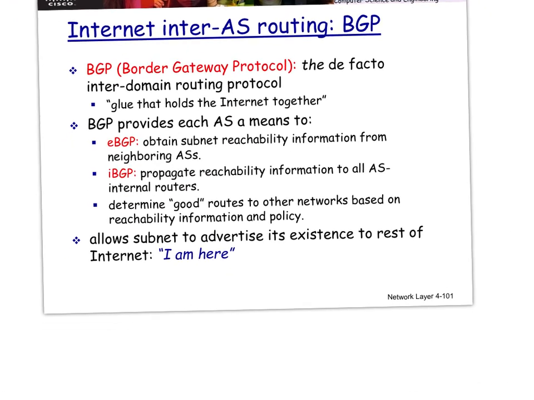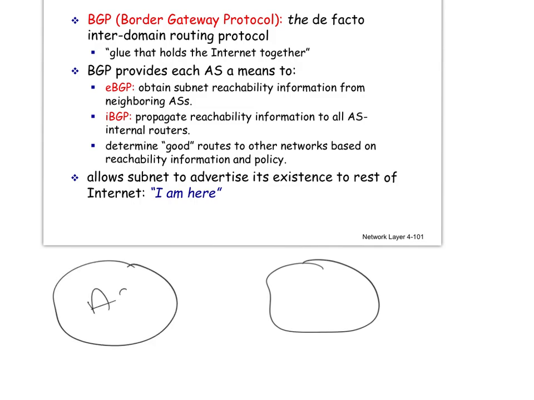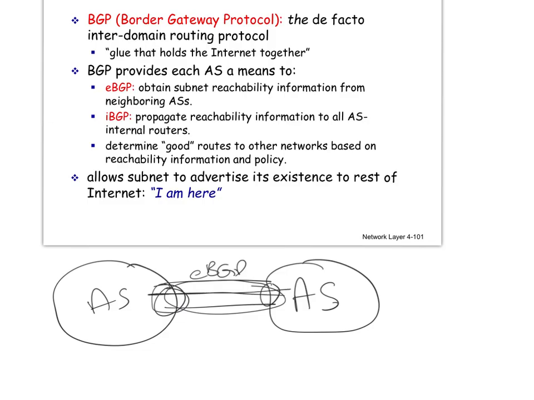So if you have two autonomous systems like this, as we said, there is some kind of a highway between them, okay? And of course, there is a boundary router on both sides. So exterior border gateway protocol is the one that's established between these two autonomous systems across the highway.